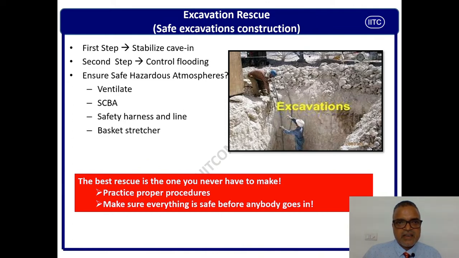Excavation rescue, safe excavation construction. First step, stabilize the cave-in. Second step is to control flooding. Ensure a safe atmosphere in case of hazardous atmosphere. We have to ventilate the excavation, the deep excavation. We have to provide SCBA, a safety harness and line, and a basket stretcher if there is a requirement for rescue.